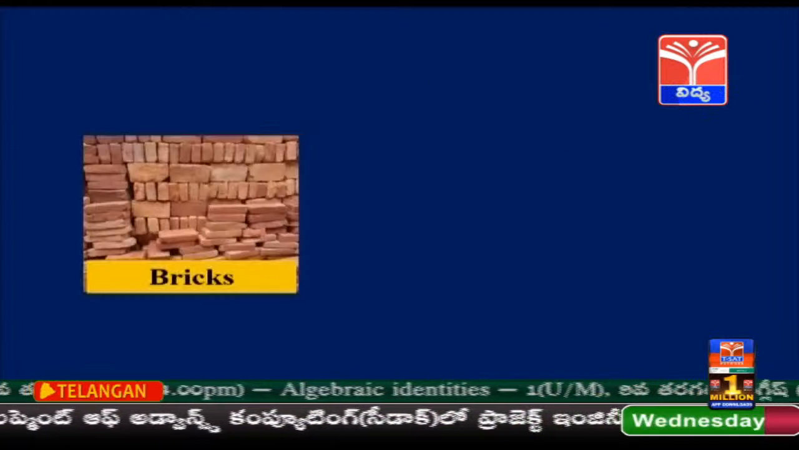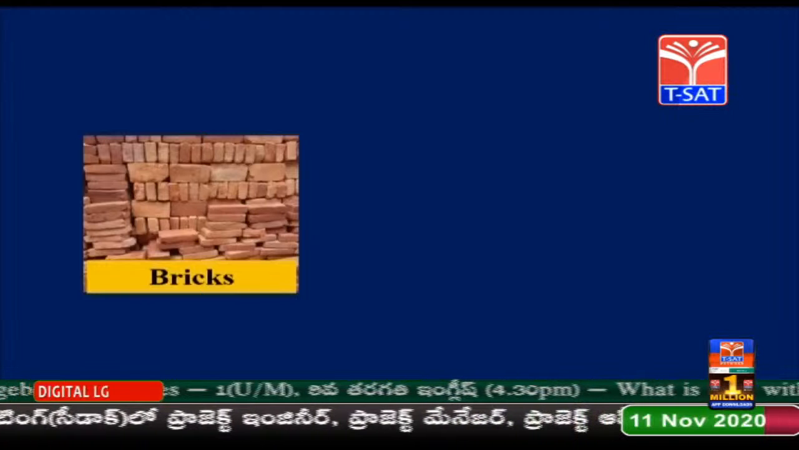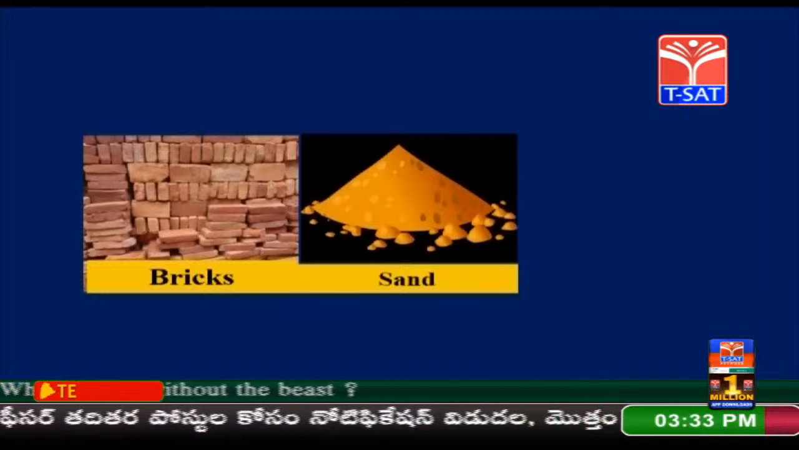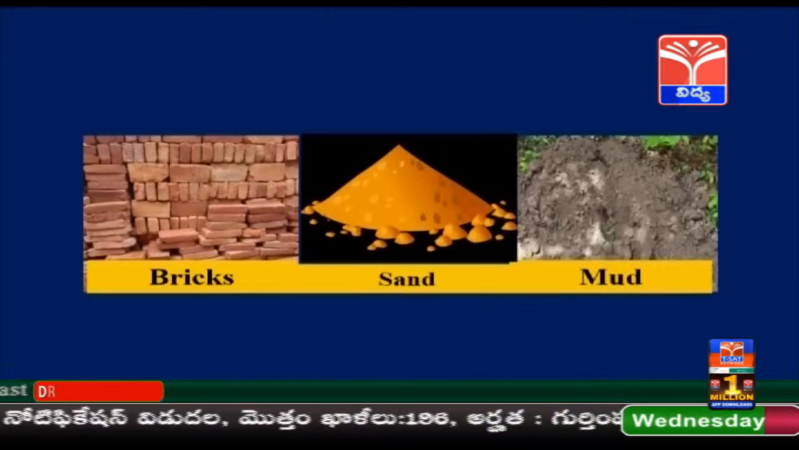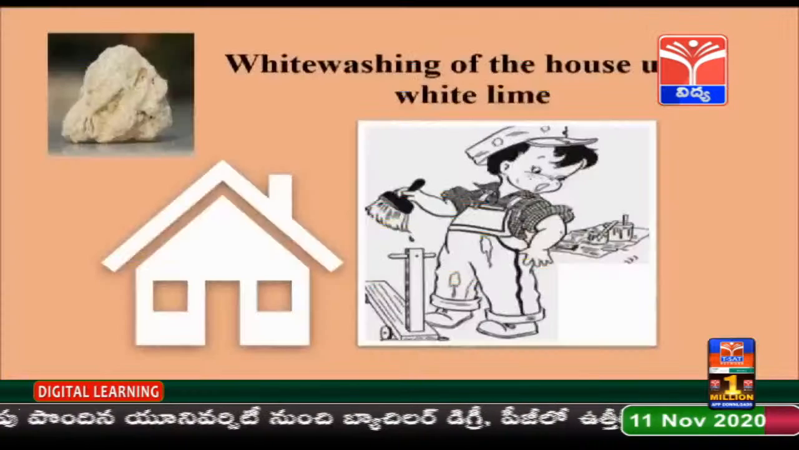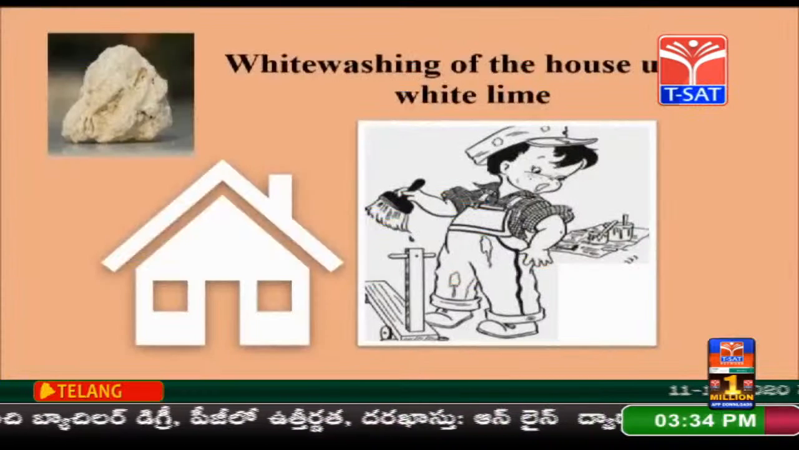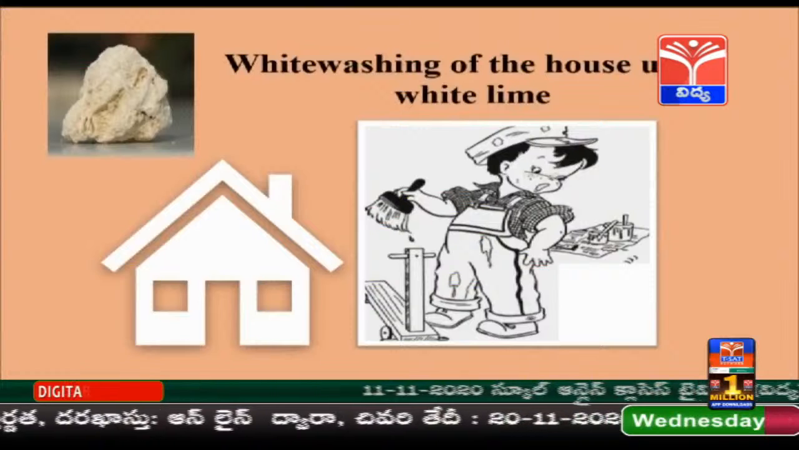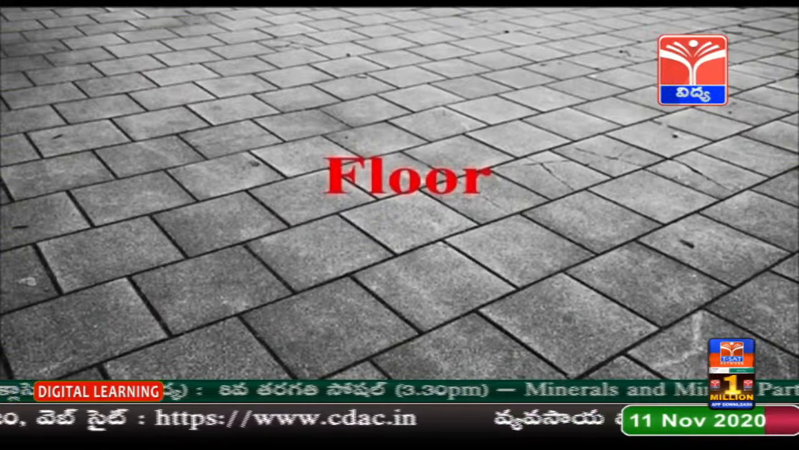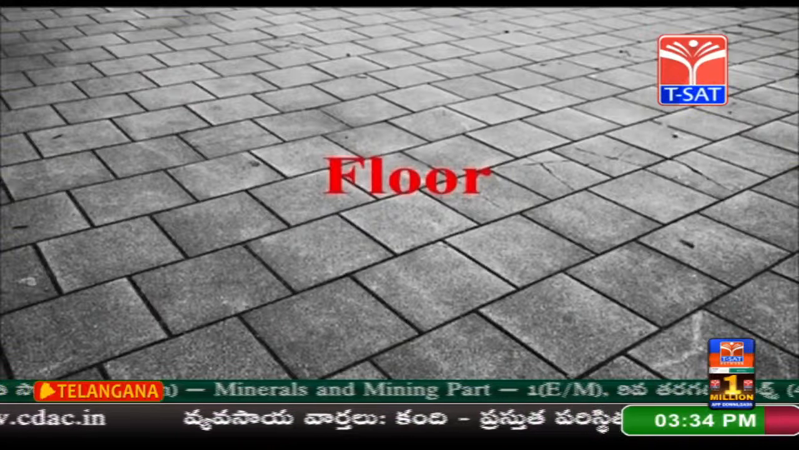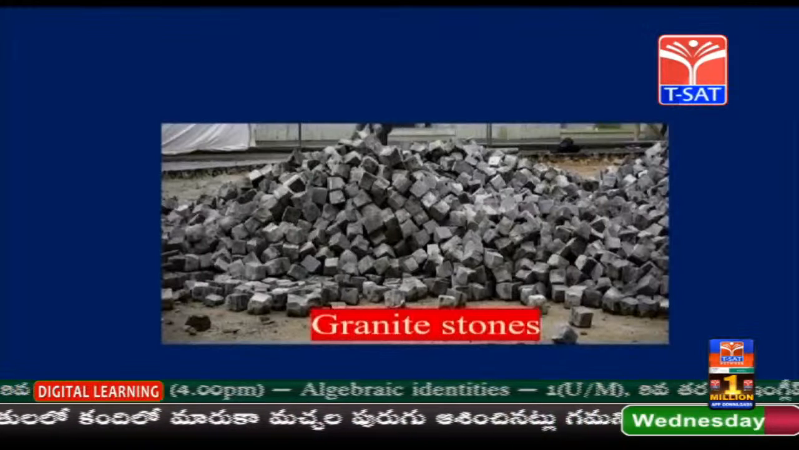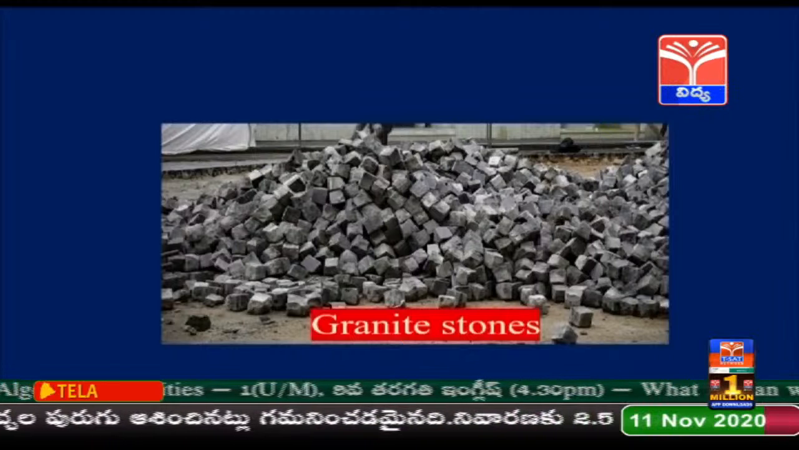You must have seen the walls of the houses being built with bricks. You must have also seen sand and mud. Even clay and cement are utilized for the construction of houses. You might have also seen the whitewashing of the house using white lime. Children, you might have observed the floor being paved with Kadapa stones or granite.